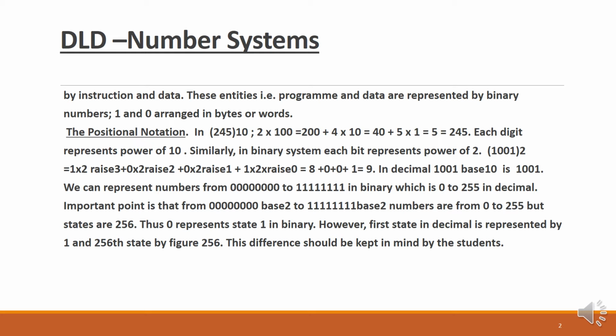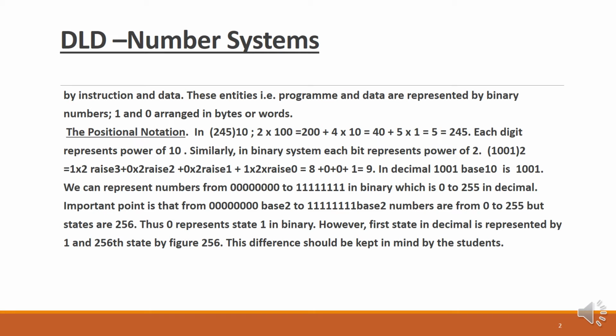We can represent these numbers from 00000000 to 11111111 in binary. Now first, the 8 zeros are representing 0. It is only that we are representing it in 8-bit binary. The maximum number of bits we are taking is 8. We could take 4, we could take 16, we could take 32, we could take even 64, and so on. And the maximum number which is being represented is 11111111. So in decimal, if you see, it is 0 to 255.